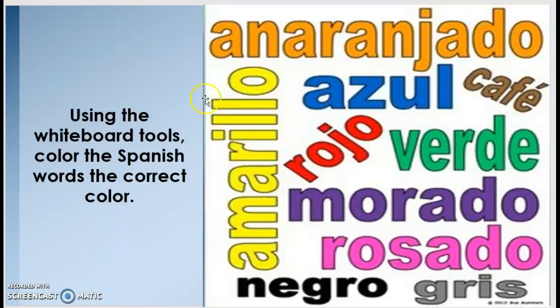Yellow is amarillo. The two L's make the Y sound, amarillo. Blue, azul. Brown, café. Red, rojo. Green, verde. Purple, morado. Pink, rosado. Black, negro. And gray is gris. All right, so that's how you would pronounce your colors.